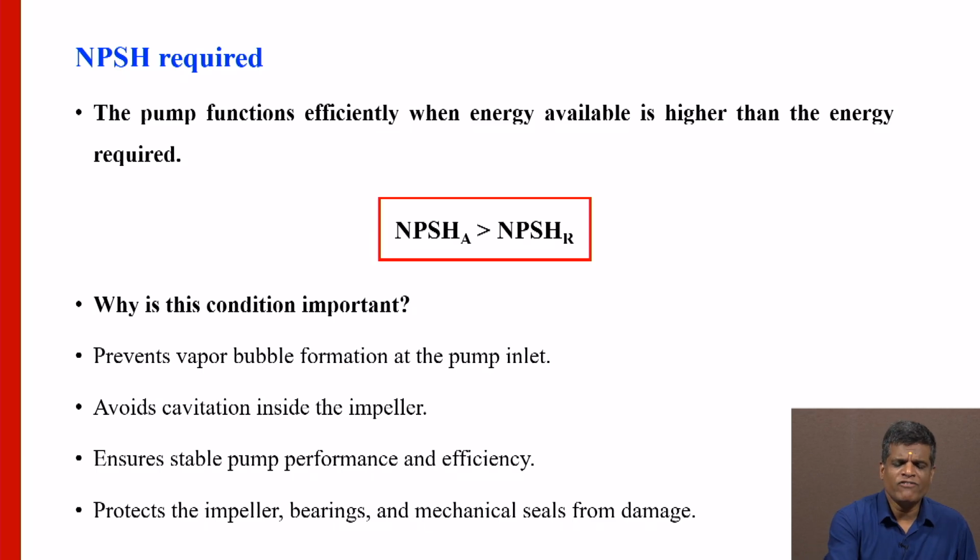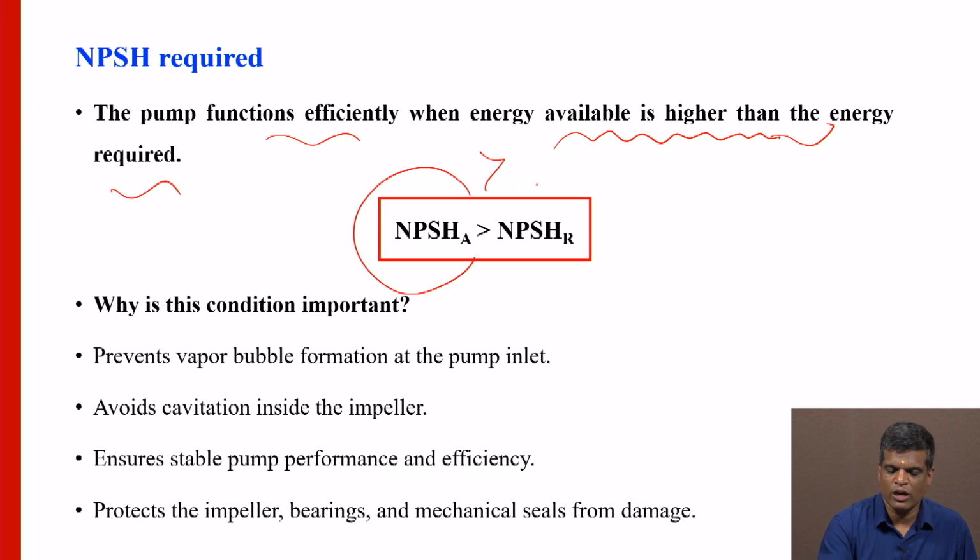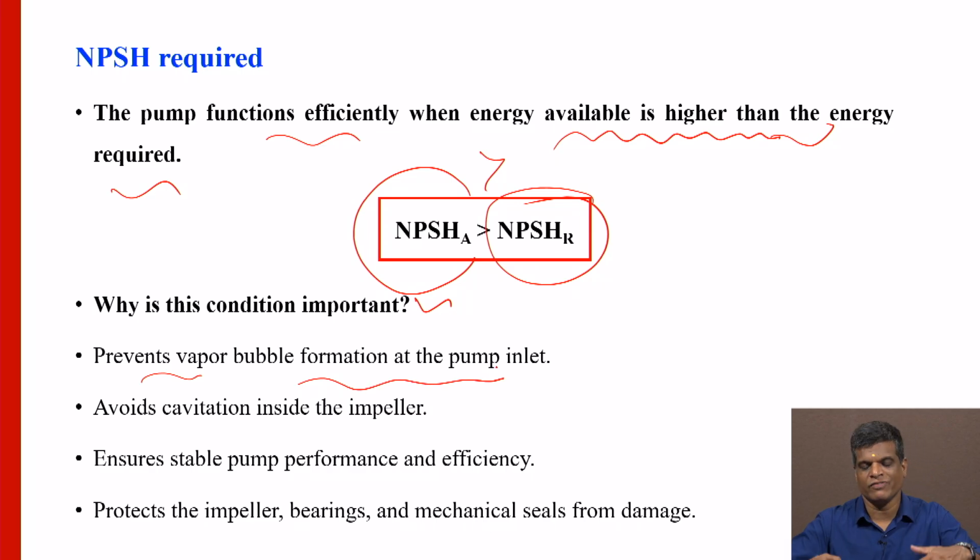Now, you want the pump to function efficiently when the energy available is higher than the energy required. When the available is always higher than the required, only then does the pump work efficiently. Why is this condition very important? Because if the available is higher, it prevents vapor bubble formation at the pump inlet, and then avoids cavitation inside the impeller.